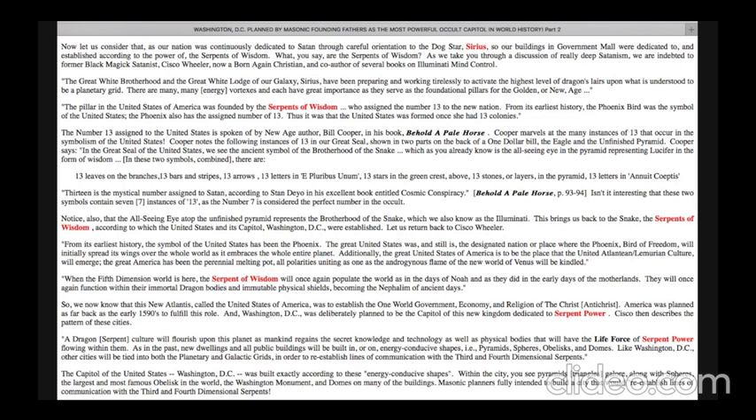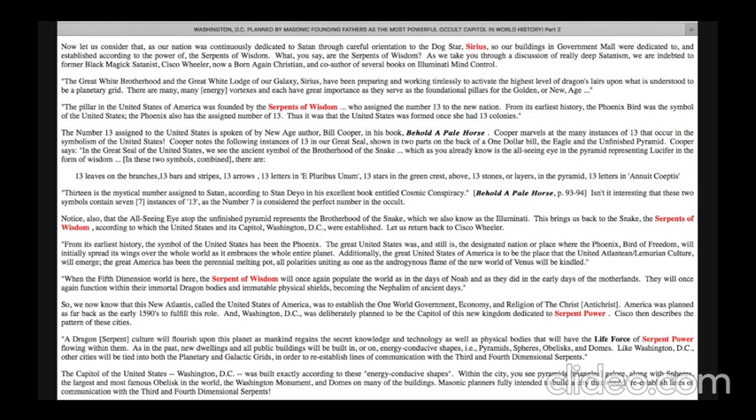Notice also that the all-seeing eye atop the unfinished pyramid represents the Brotherhood of the Snake, which we also know as the Illuminati. This brings us back to the snake, the serpents of wisdom, according to which the United States and the capital, Washington, D.C., were established. Let us turn back to Cisco Wheeler.